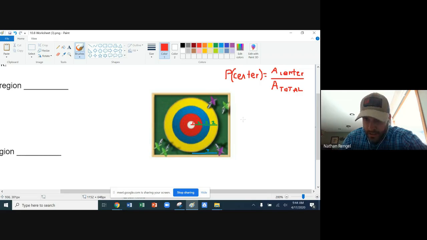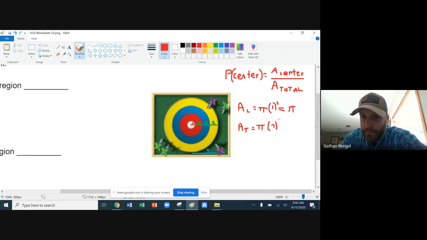We start with the area of the center. The center has a radius of 1, so the area of the center is going to equal pi times 1 squared, which gives us pi. 1 times 1 is 1, and 1 times pi is just still pi. The area total, which I'm going to call area T, is going to equal pi times 7 squared, which is going to equal 49 pi.